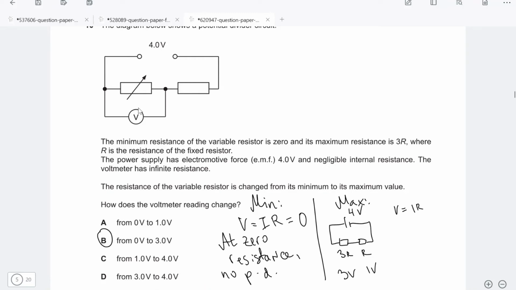That doesn't necessarily mean that there's no current. I mean, if you take a wire and there's no components, the potential difference between 2 points is going to be 0. So at the minimum setting, the potential difference is going to be 0.